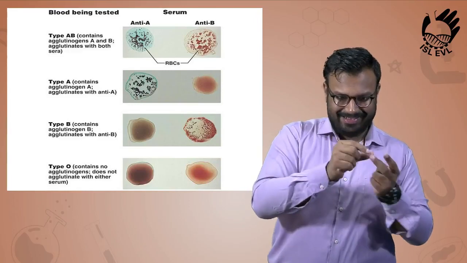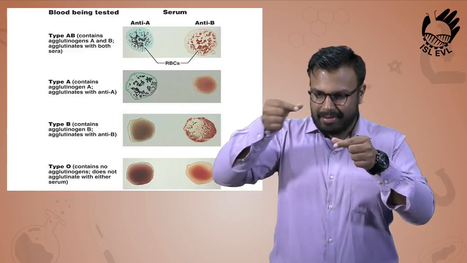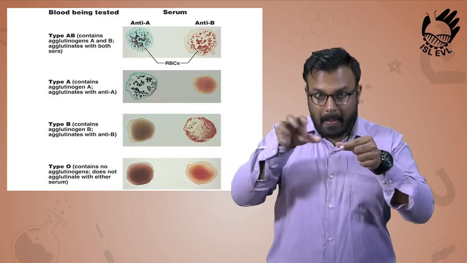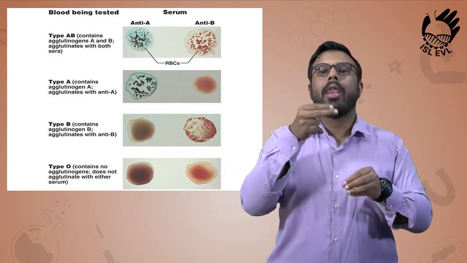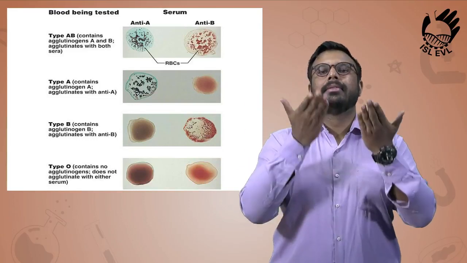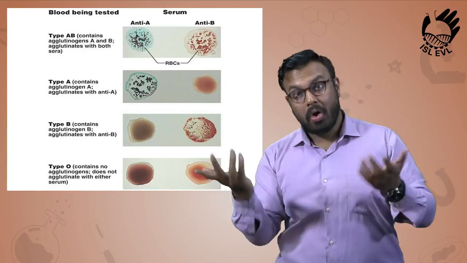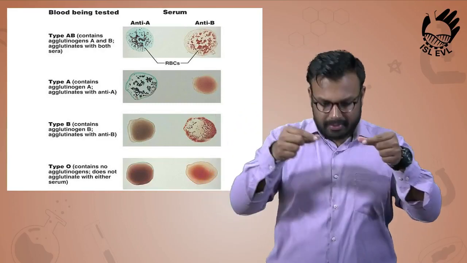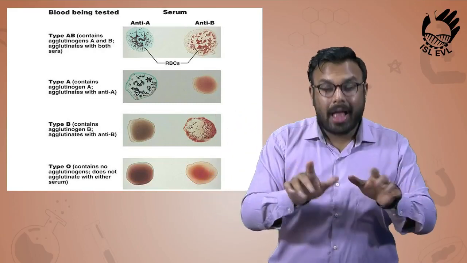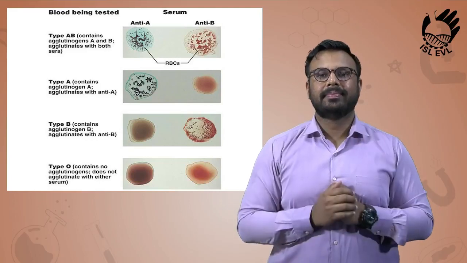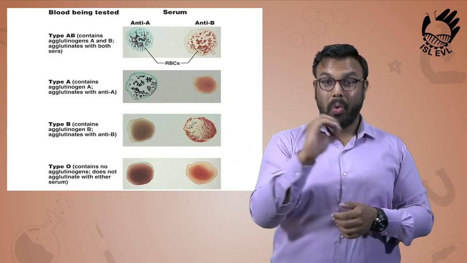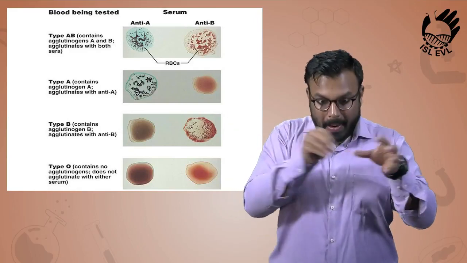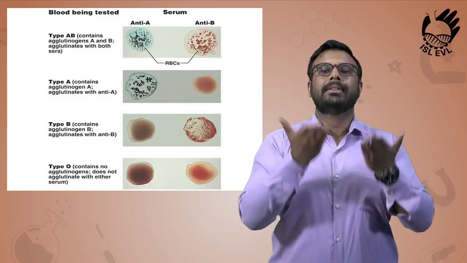If the agglutination process occurs when your serum is mixed with type B blood cells, you have type A blood. If the same occurs with type A blood cells, you have type B blood. Type O blood, as we know, contains both anti-A and anti-B antibodies.